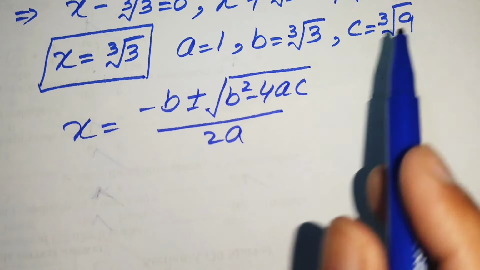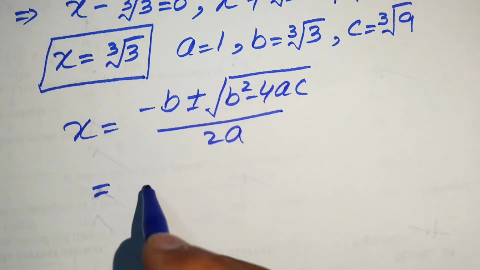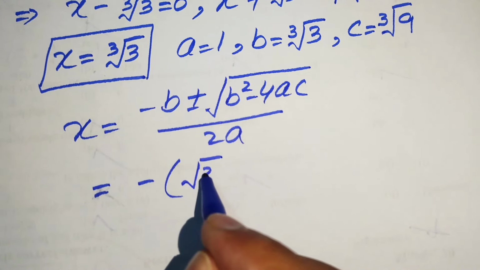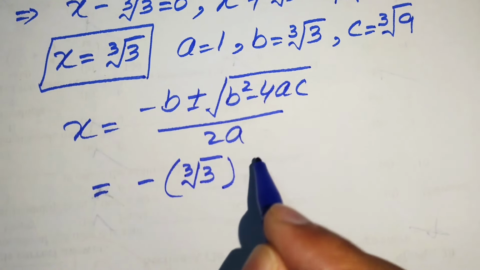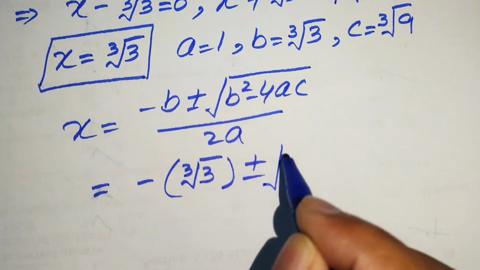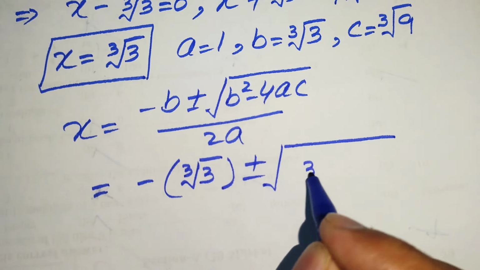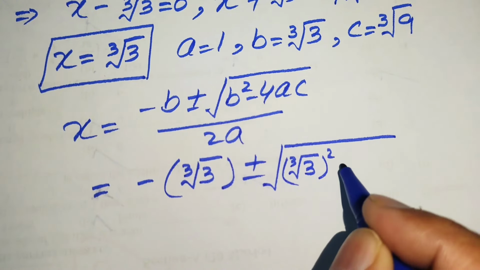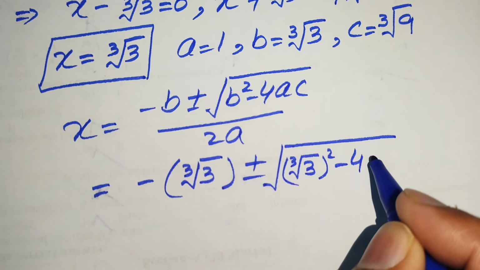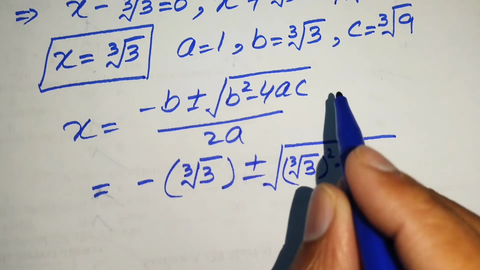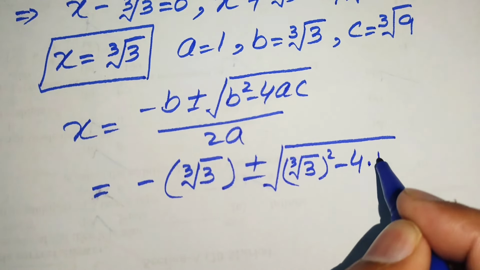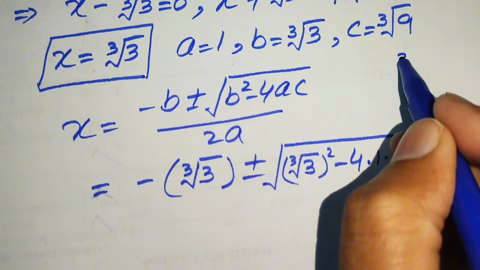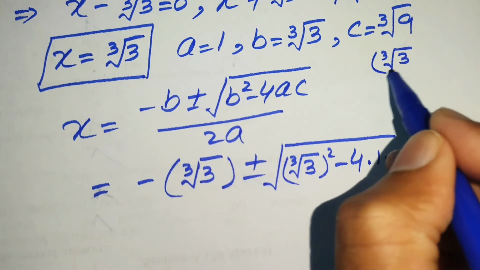And now we substitute these values of a, b and c here, and it is written as minus b, the value of b is cube root of 3, and plus minus square root of b square, so b is cube root of 3 square, and minus 4 times ac, so our a is 1 and c is cube root of 9, or we write this as cube root of 3 square.